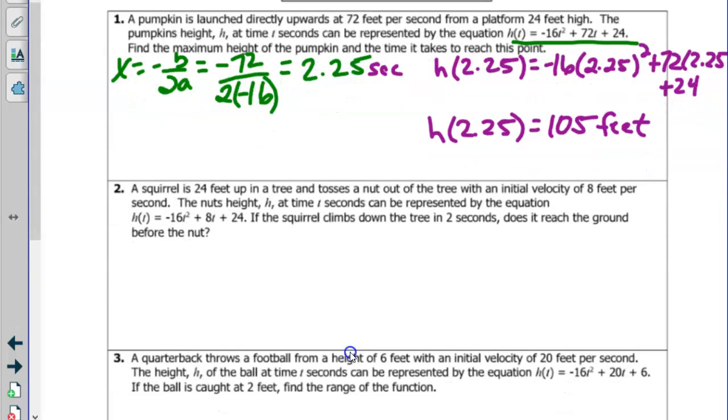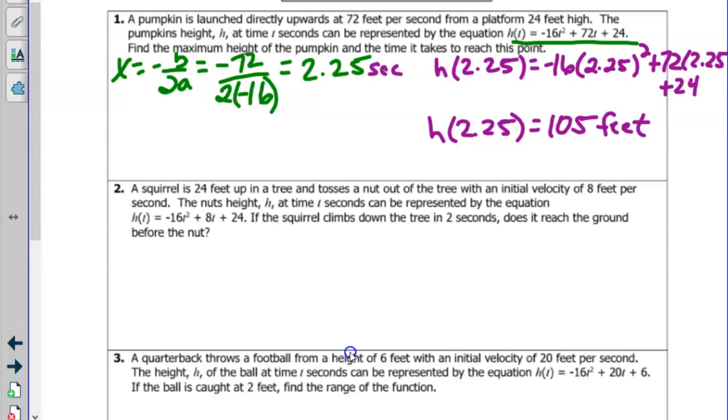Number 2, a squirrel is 24 feet up in a tree and tosses a nut out of the tree with an initial velocity of 8 feet per second. The nut's height h at time t seconds can be represented by the following equation. If the squirrel climbs down the tree in 2 seconds, does it reach the ground before the nut? How do we answer this one? If it takes him 2 seconds to climb down the tree, will he reach the ground before the nut hits the ground? Yes. How do you know?